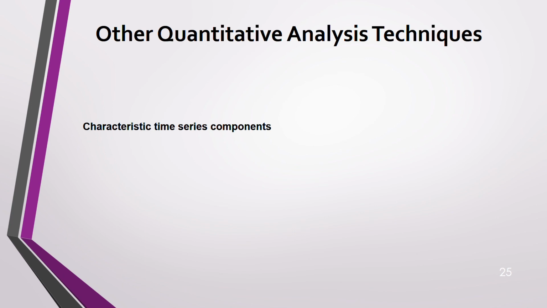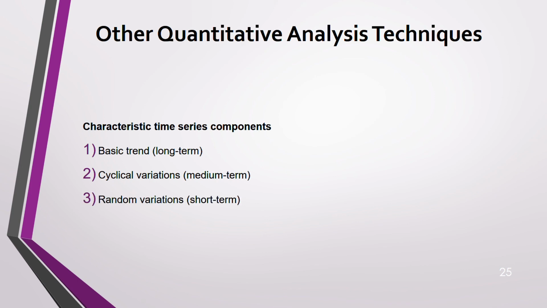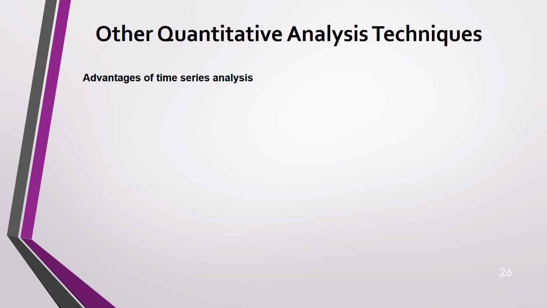What are the characteristics of a time series component? Basic trend, long term. Cyclical variation. Cyclical variation happens in between that time, right? That is medium term only. Random variation sometimes happens. Suddenly sales increase, suddenly sales go down. That is for short term. And the fourth is seasonal variation. This is also short term.